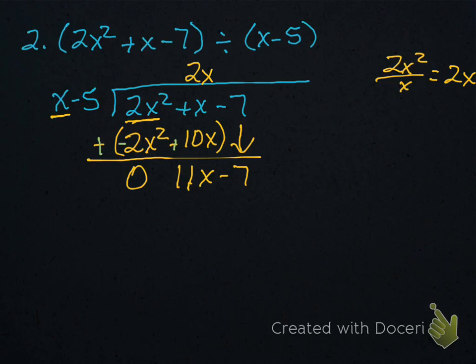And now I'm going to use x and the 11x. So 11x divided by x is positive 11. So that gives me 11x. 11 times negative 5 is negative 55.